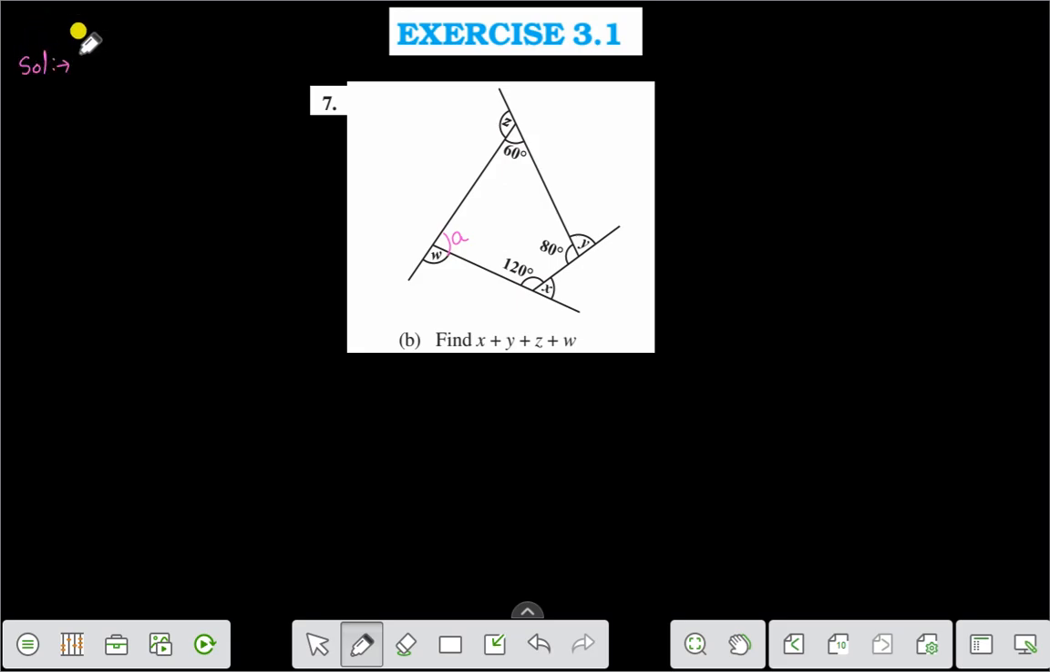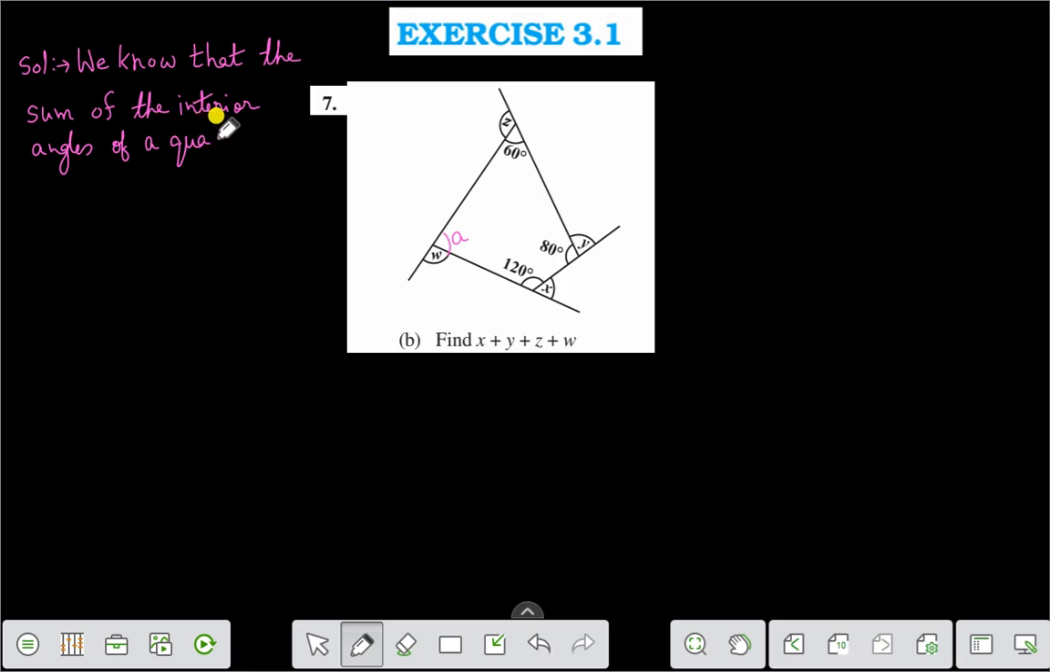We know that the sum of the interior angles of a quadrilateral is 360 degrees.